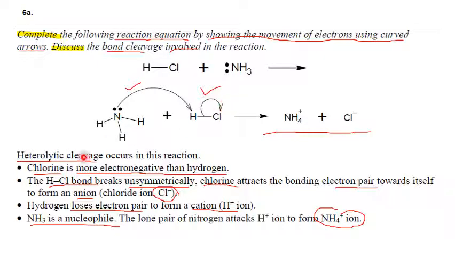Okay, so we have to discuss what happened. Actually, heterolytic cleavage occurs in this reaction. Chlorine is more electronegative than hydrogen, so the HCl bond breaks asymmetrically. Chlorine attracts the bonding electrons towards itself and forms a Cl negative chloride anion, and then hydrogen loses the electron to form a cation, H plus. So ammonia NH3 is a nucleophile, so the lone pair of nitrogen attacks the H plus ion to form ammonium ion.